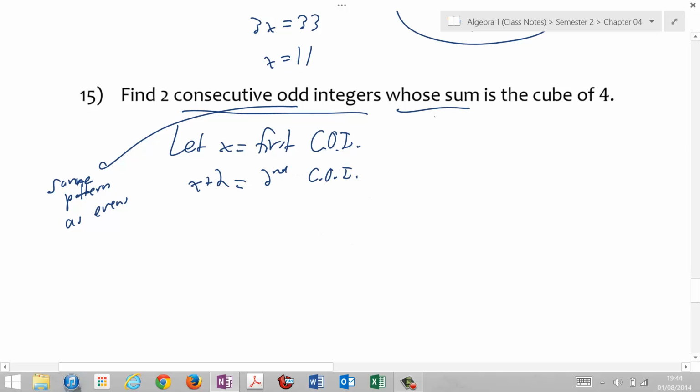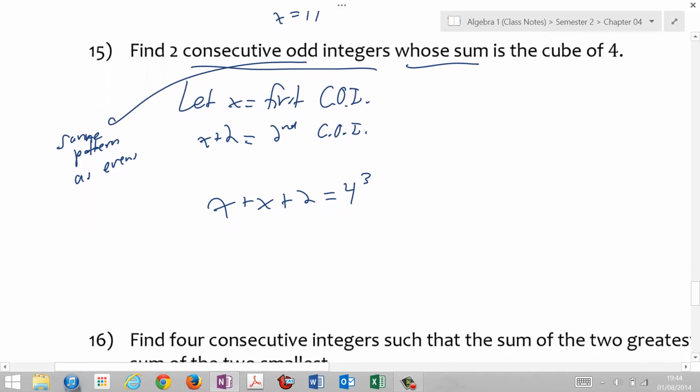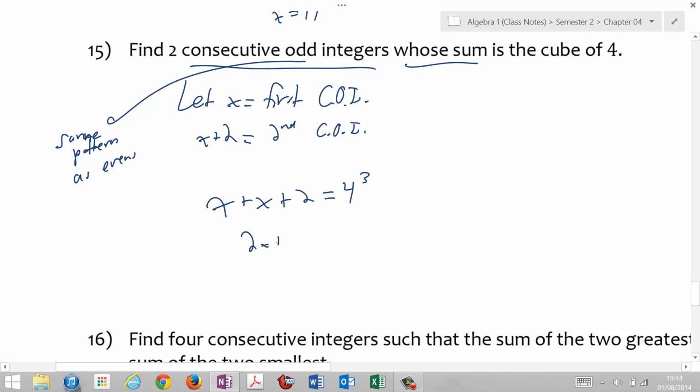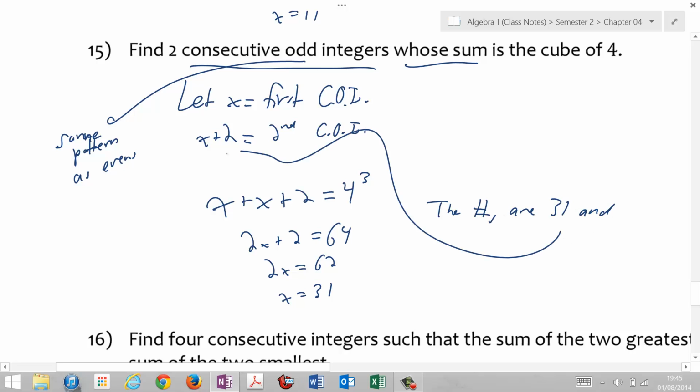And it says whose sum, so x plus x plus 2, means equals. Cube is a power of 3, 4 to the third power. So I have 2x plus 2 is equal to 4 to the third power, which is 4 times 4 times 4, or 64. 2x is equal to 62, and x is equal to 31. And I could say the numbers are 31, and plug 31 back in right there, 33.